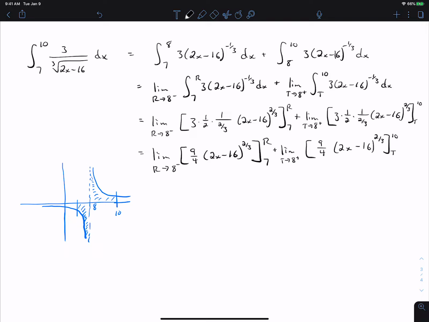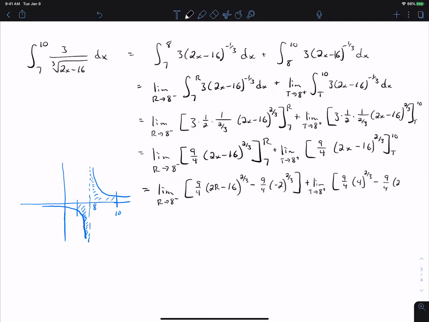So we're going to get the limit as r approaches 8 from the left of 9/4 times (2r minus 16) to the 2/3 minus 9/4 times (negative 2) to the 2/3, plus the limit as t approaches 8 from the right of 9/4 times 4 to the 2/3 minus 9/4 times (2t minus 16) to the 2/3.